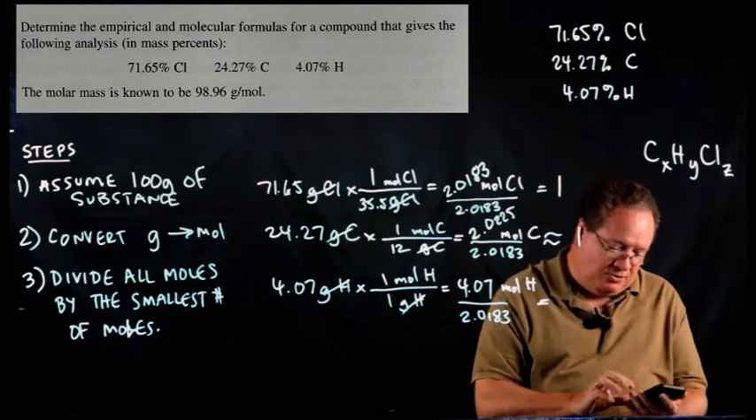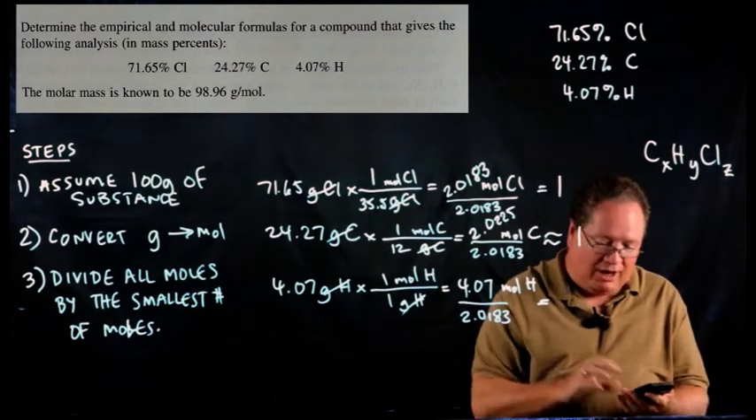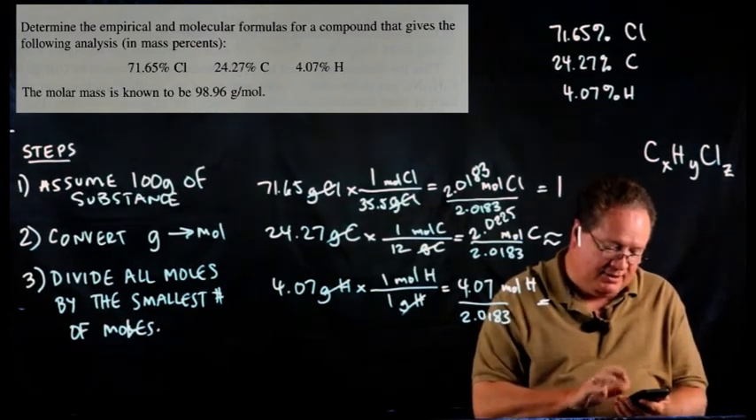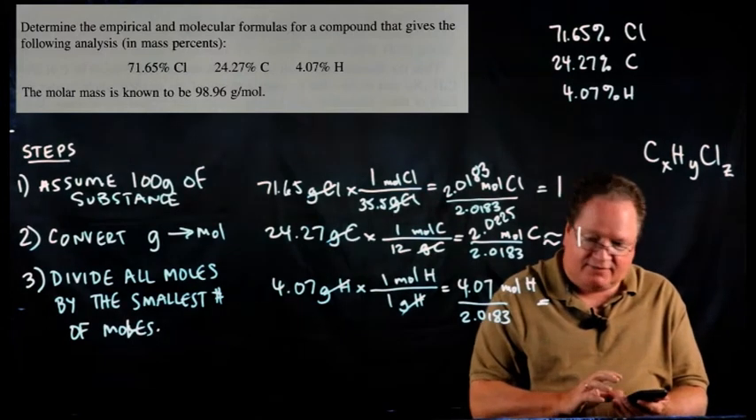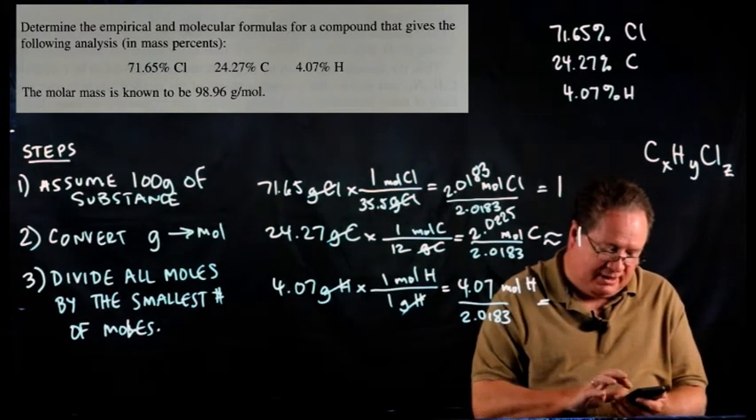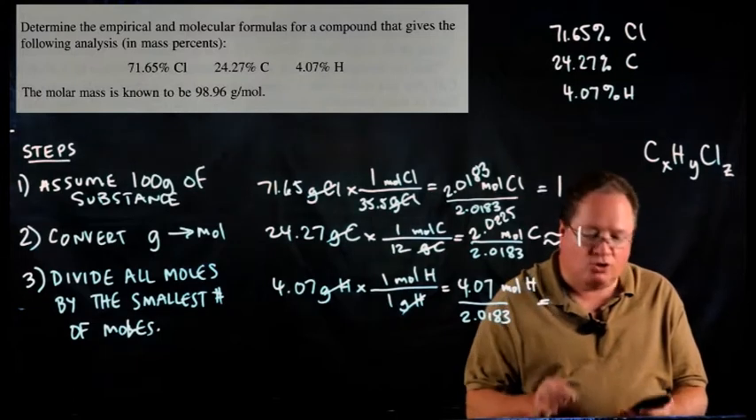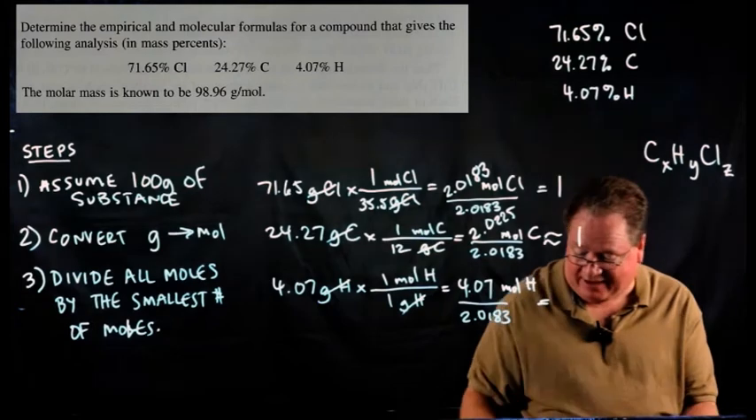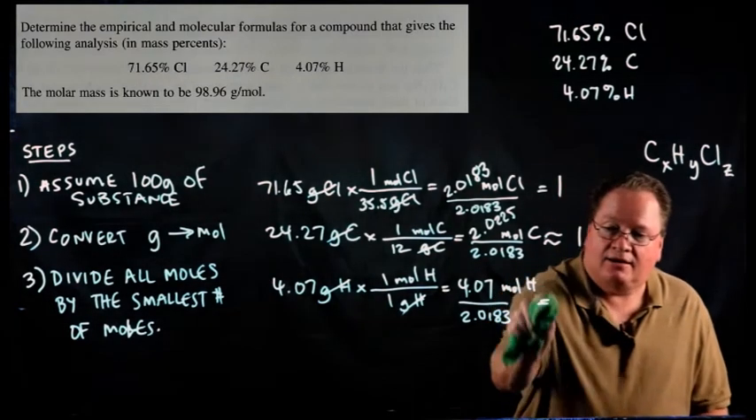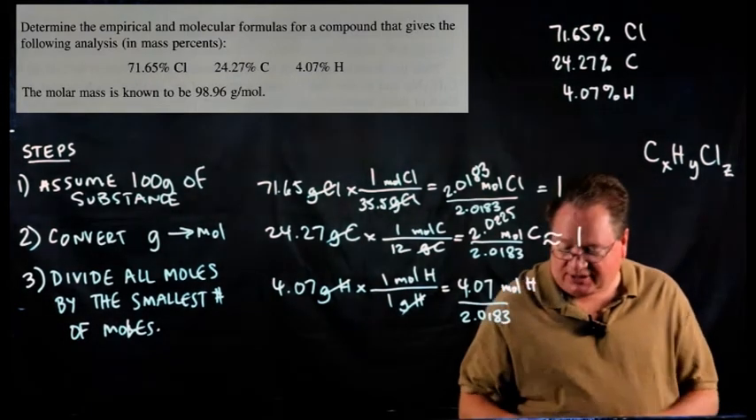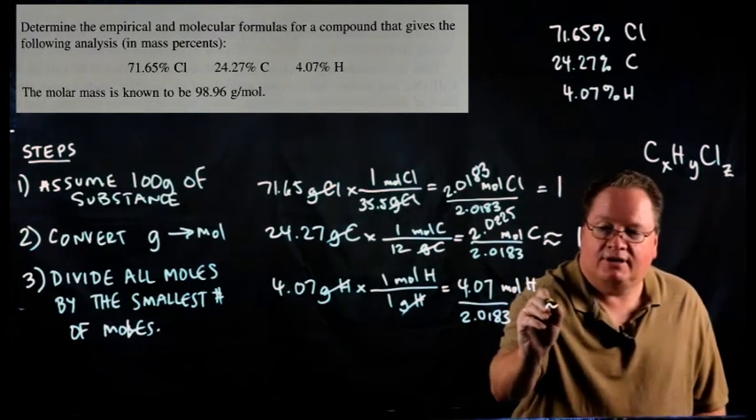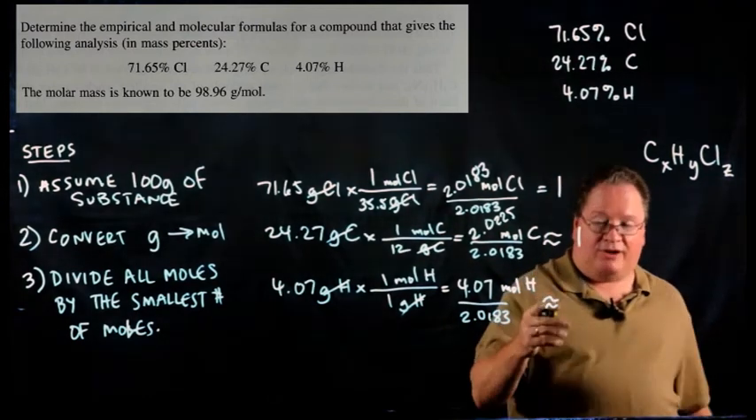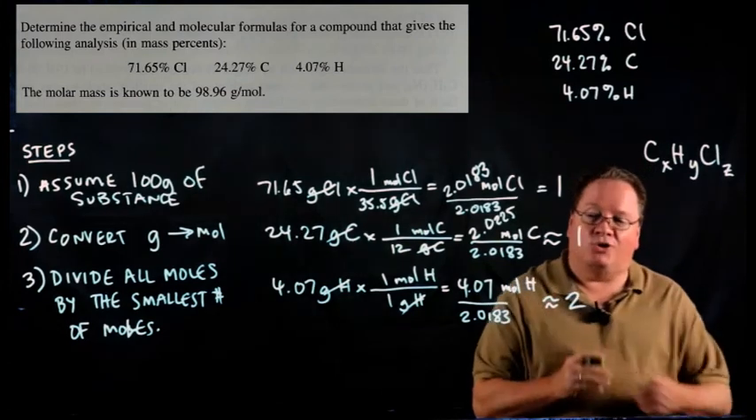You guys who are watching and paying attention to this probably already know what the answer for this is going to be. 4.07 divided by 2.0183. I get 2.0165. Again, I am going to say that that is close enough in the experimental realm that that's going to be a 2.